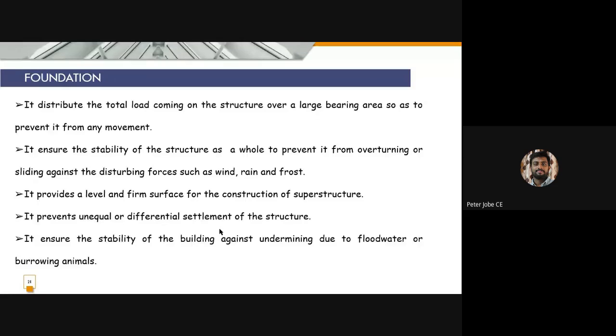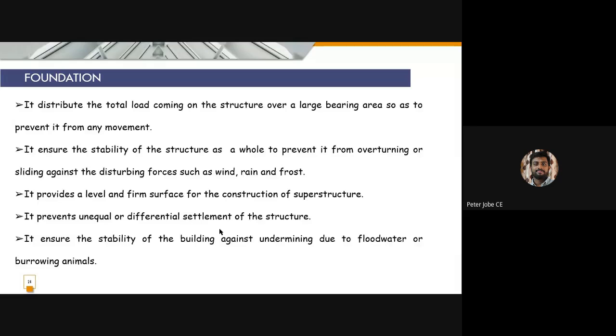We'll always give a provision for equal settlement, like our water supply lines or pipelines or electric supply lines. All these things will be designed so that they can accommodate a small amount of equal settlement. But what if unequal settlement happens, where different areas of our building settle in different manners? It might lead to the breakage of these water supply and power supply lines. So that should be ensured.